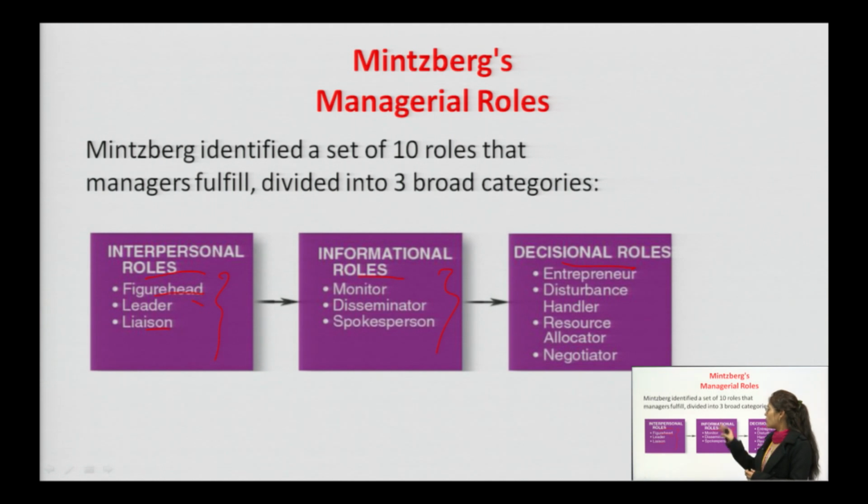Next role, if we talk about, is informational. Informational is further divided into three parts: monitor, disseminator, and spokesperson. Monitor is where he has to monitor things by controlling. Like we have read that controlling is one of the functions of a manager, where he cross-checks things, where he monitors things, right?